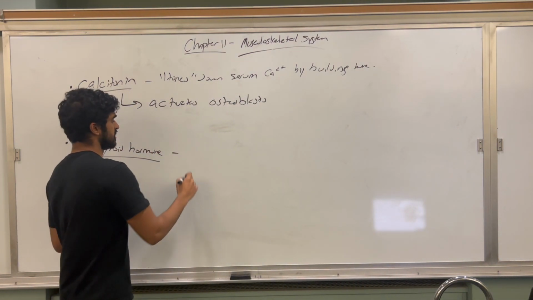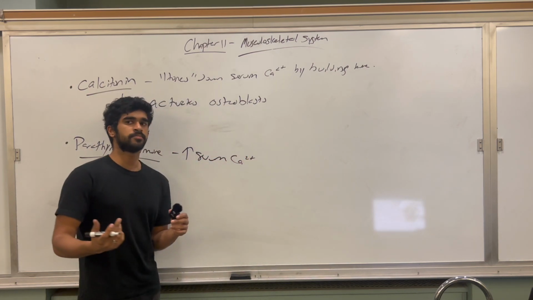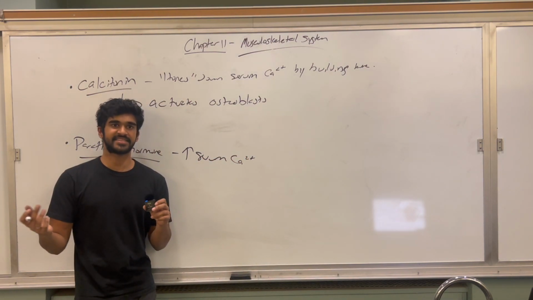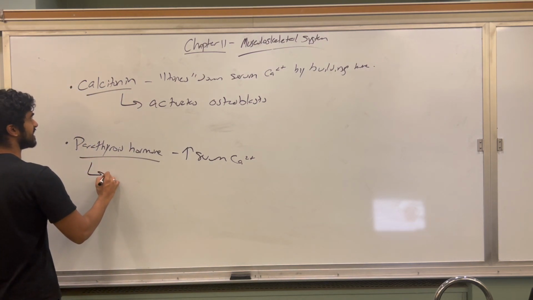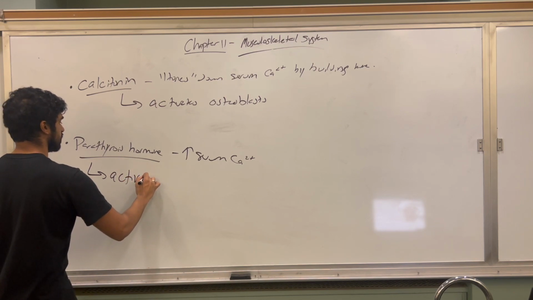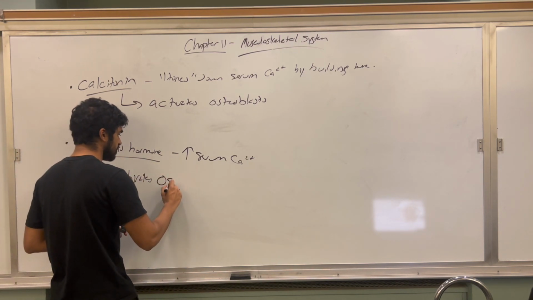Parathyroid hormone increases serum calcium. What do I mean by serum? It's the amount in the blood, right? Serum calcium levels, the amount of calcium in the blood, right? How does it do that? It activates, what's the other type of cell called? Osteoclasts, right?